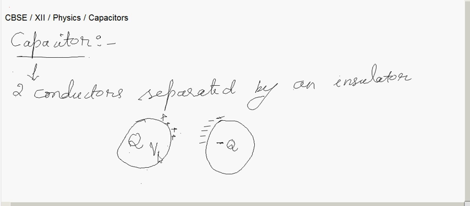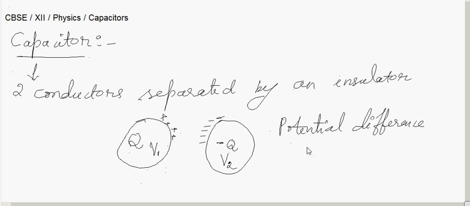So this is the general arrangement of a capacitor. It will have two conductors separated by a dielectric. So here is the air. Air is a dielectric, or I can say an insulator. One conductor has a potential V1, the other one has V2. So they will have a potential difference of V1 minus V2.